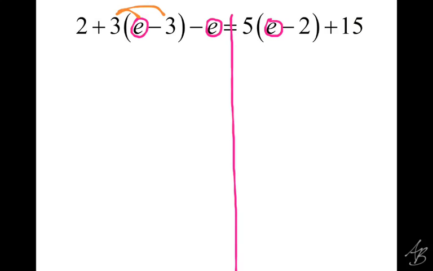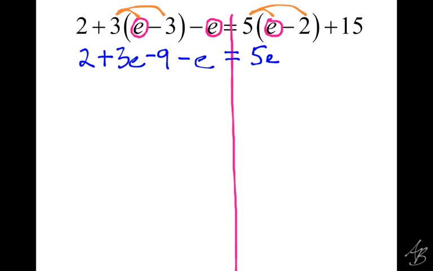So we're going to distribute. 3 times e is 3e, and 3 times negative 3 is negative 9. Everything else on the left side will come down, so we bring down our 2 and bring down our minus e. And what should I put here between the 2 and the 3e? Plus, because the 3e is positive. On the other side, we'll distribute the 5. 5 times e is 5e. And 5 times negative 2 is negative 10. And then bring down our plus 15.